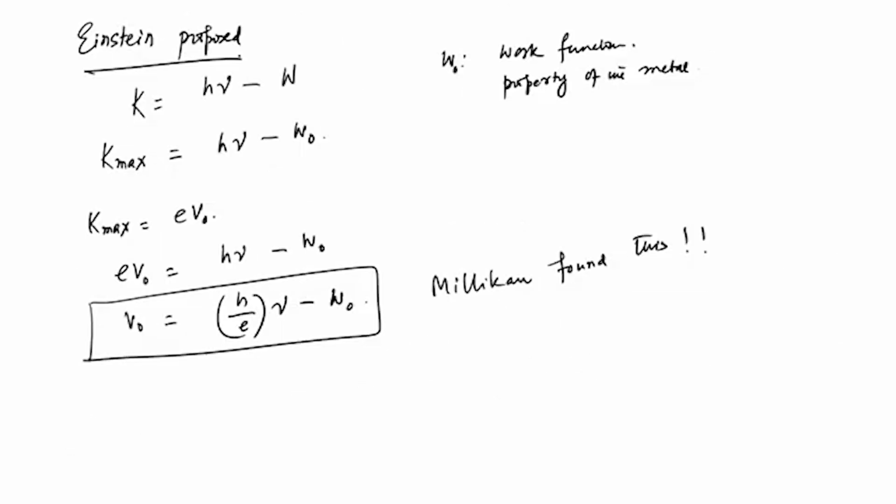So, Einstein said, let us have a relationship between the kinetic energy of the ejected electron and the energy of the photons by this relation, which is h nu minus W 0, and this W 0 is called the work function, which is a property of the metal. By putting in K max equal to e V 0, we got V 0 to be proportional to nu, and there is also a constant there, which is found in the work by Millikan.